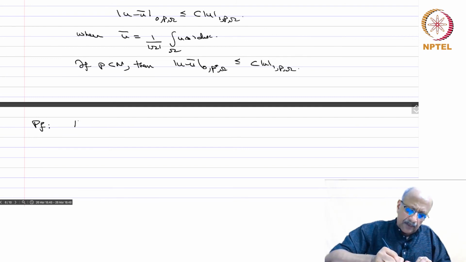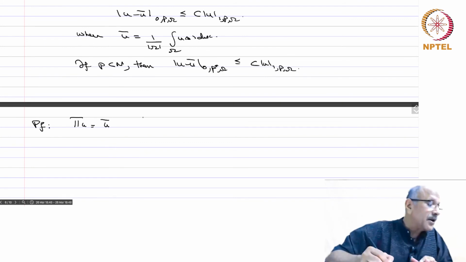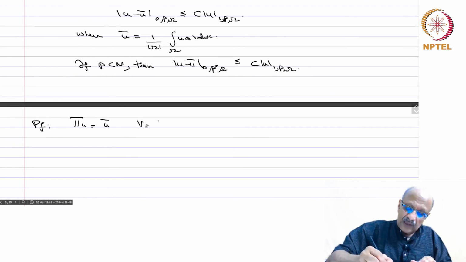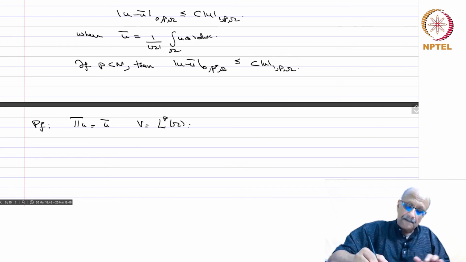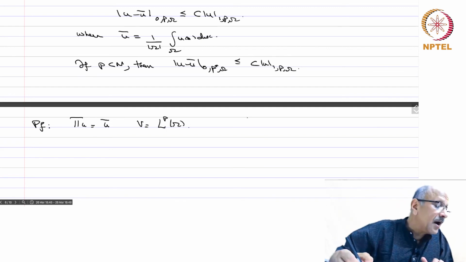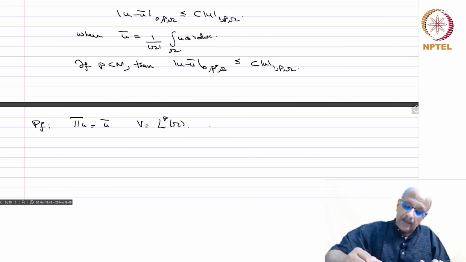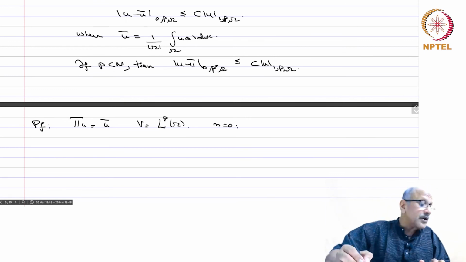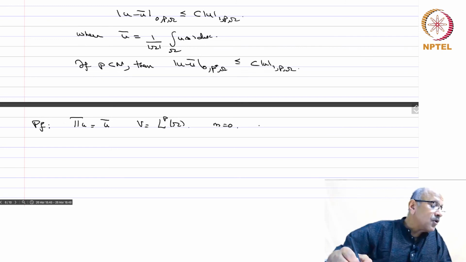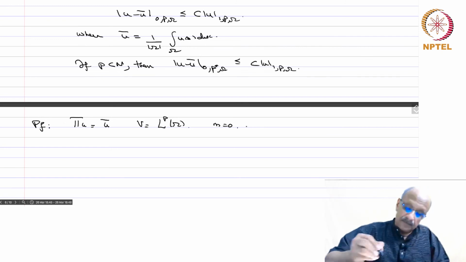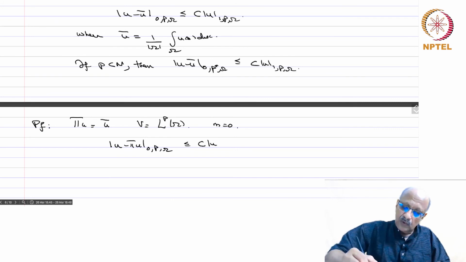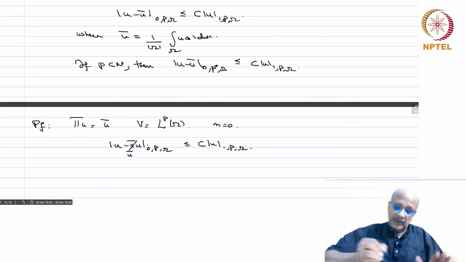So we are going to take pi of u equal to u bar. So this is like an interpolation operator. So we have V equals L^p of omega, which contains W^{1,p} of omega, and m equal to 0. Okay, we have m equal to 0, and so we have the L^p norm of u minus pi u is less than or equal to C times the W^{1,p} norm of u. Okay, so this is nothing but u bar. So we get the inequality right away.